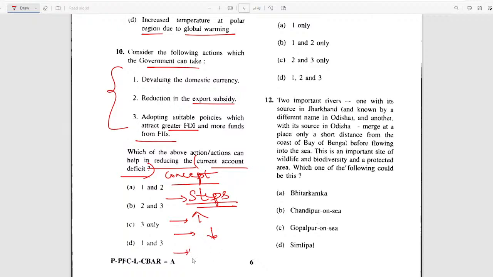There is a policy, the FRBM Act, that the government has passed. So you can go through that also. So these are all important topics. And this is how you have to understand or take important things from previous year's questions.